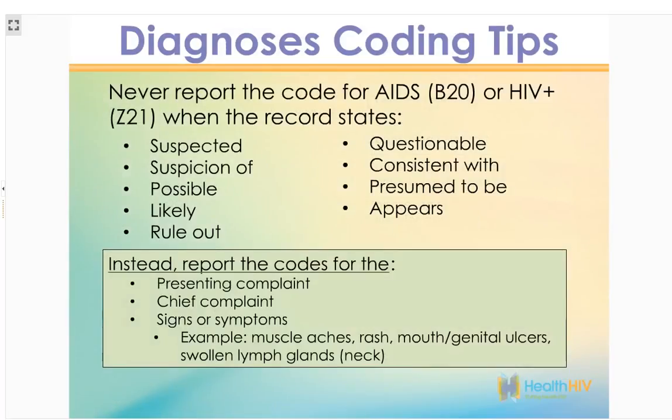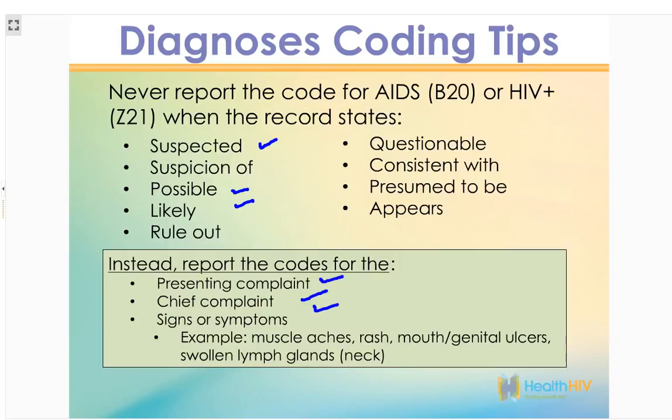In terms of diagnosis coding tips we spoke about, never report AIDS or HIV positive if you're reviewing a record, or if the doctor is documenting that it's a suspected, suspicion of, possible, likely, rule out. These are all terms that are synonymous with the doctor has not definitively diagnosed the patient with the AIDS or HIV infection. Instead, you should be reporting their presenting complaints, the chief complaint, the signs or symptoms.